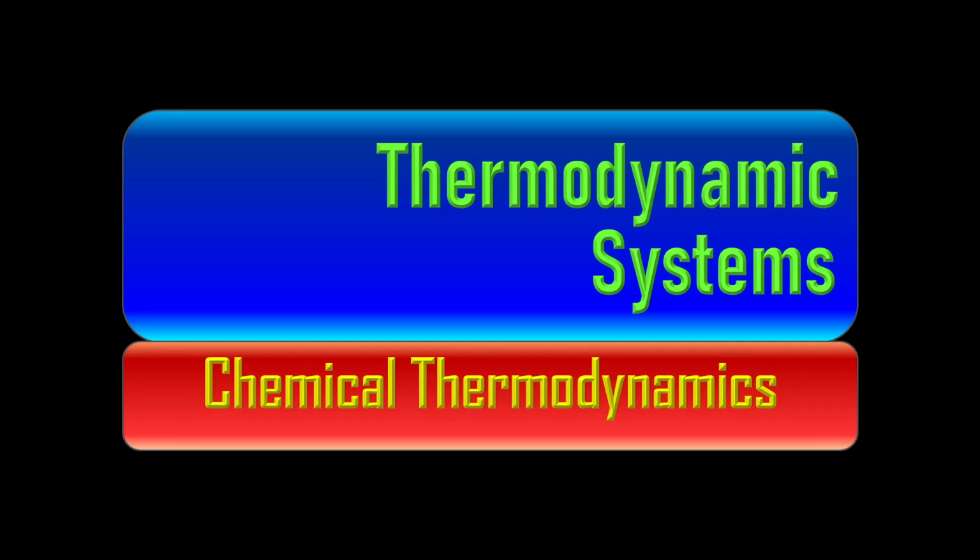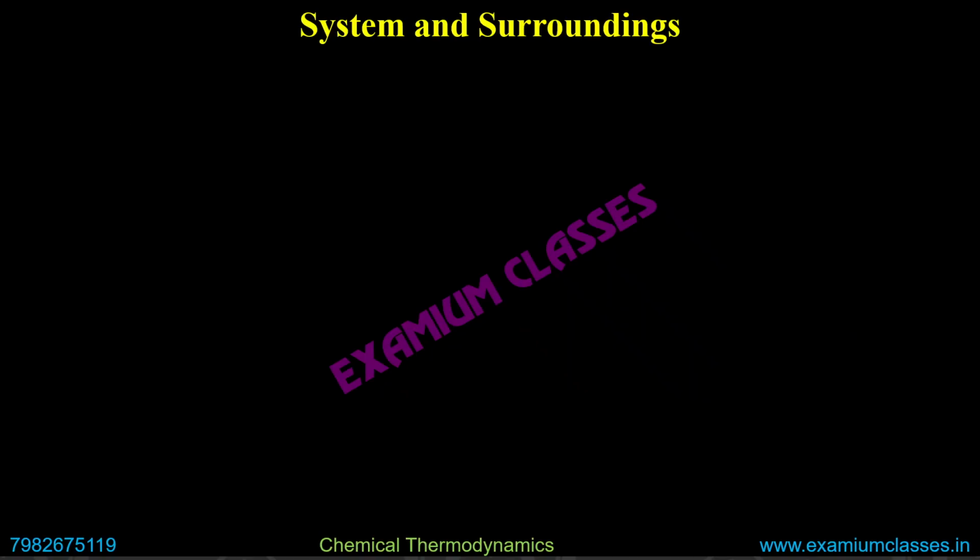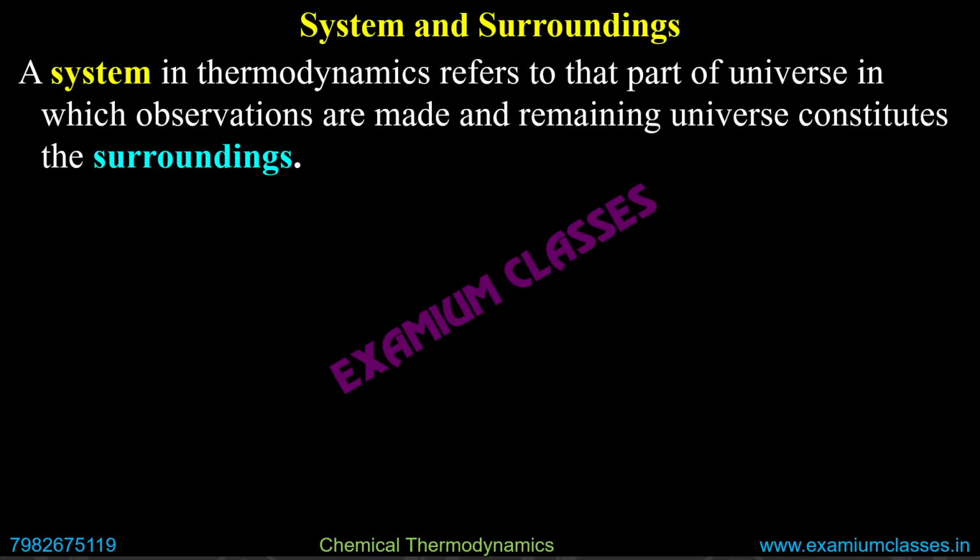Thermodynamic systems. There are different types of thermodynamic systems I will be talking about. First, the definition. What is a system? A system in thermodynamics refers to that part of the universe in which observations are made, and the remaining universe constitutes the surroundings. Now when we say surroundings, it's just the nearby region.